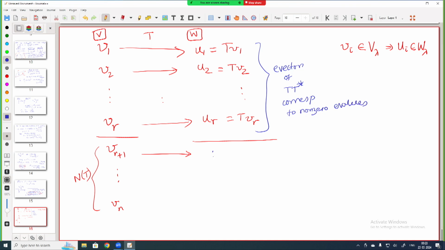Now, I just extend it to an orthonormal basis, that is all. I pick these arbitrarily, Ur plus 1 to Un. You extend this to an orthonormal basis by also taking an orthonormal basis of the 0 eigenspace, that is all.